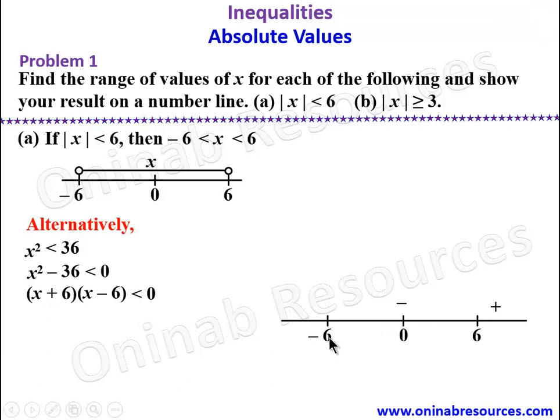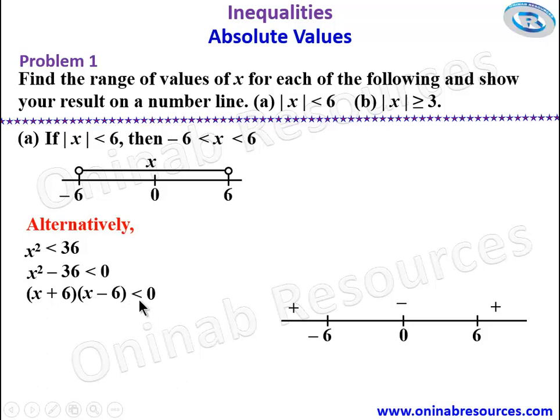Then from negative 6 to the left, we are picking negative 7. So negative 7 plus 6 gives negative 1. Negative 7 minus 6 gives negative 13. So negative 1 times negative 13 gives positive 13. So this region, again, we have positive.